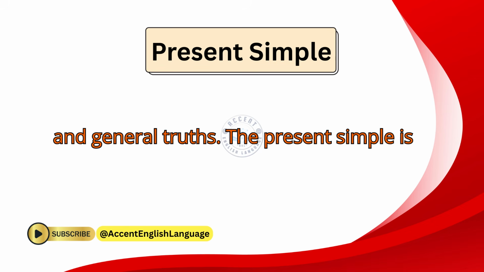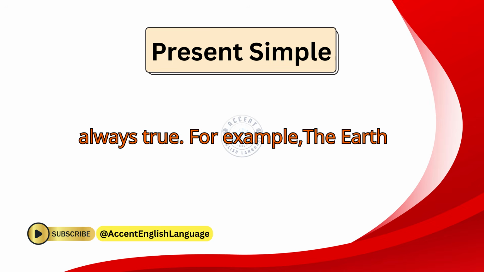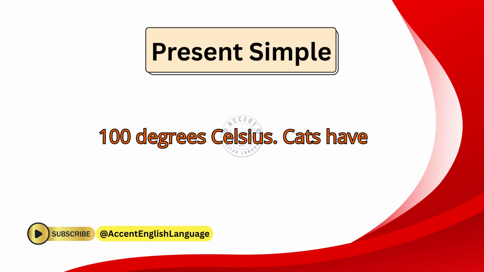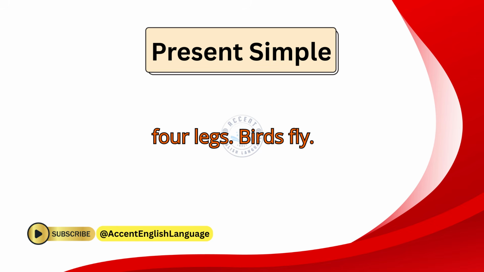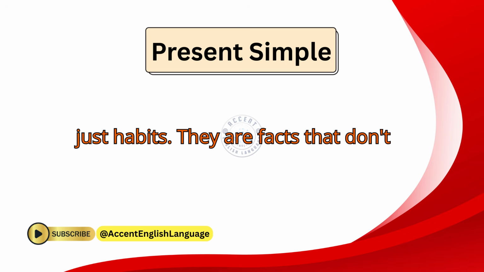Facts and general truths. The present simple is also used for facts, things that are always true. For example, the Earth orbits the Sun. Water boils at 100 degrees Celsius. Cats have 4 legs. Birds fly. Winter comes after autumn. These are not just habits, they are facts that don't change.